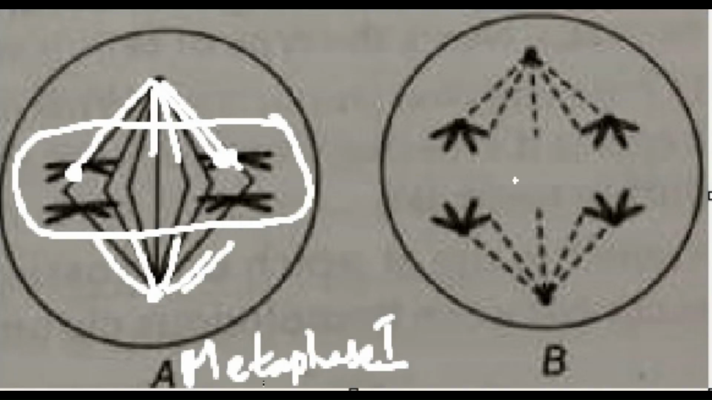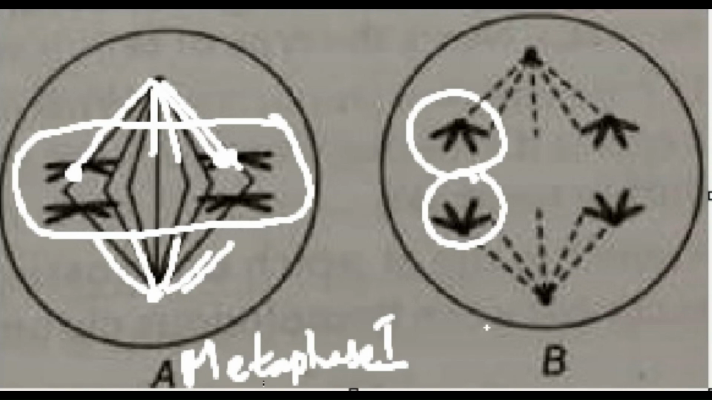And in B, these homologous chromosomes are getting separated here. See, they got separated towards the 2 poles. So B is anaphase 1.